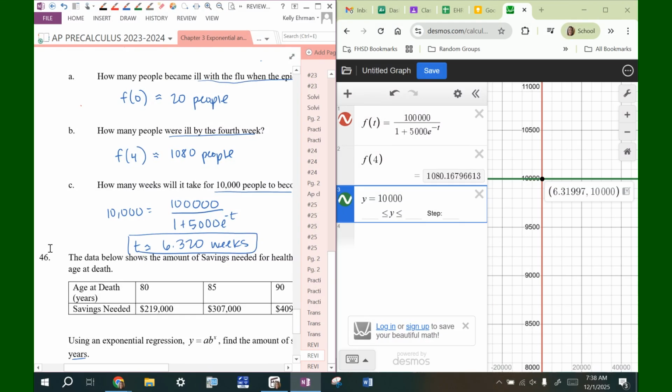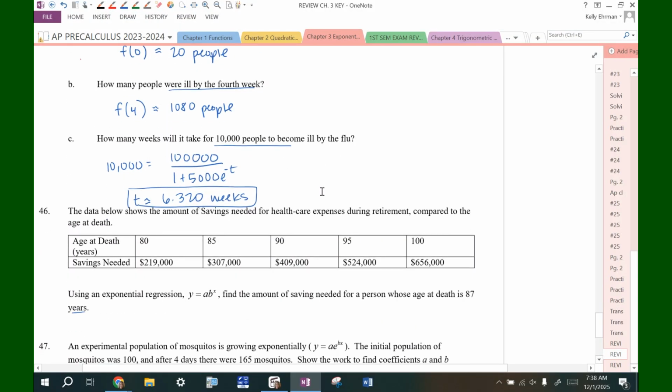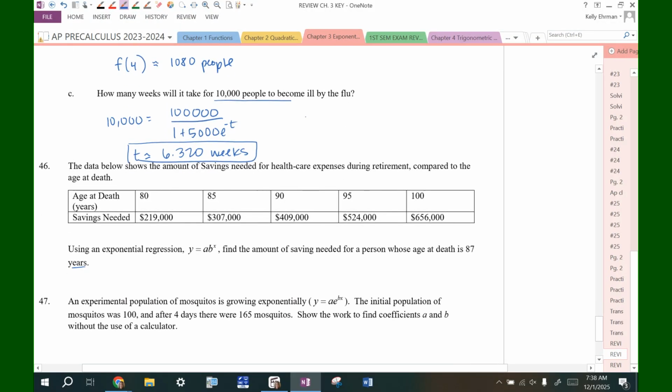I'm going to skip the algebraic solving because I'm getting close to when students will be coming in. The algebraic solving, let me give you the first step, though. It would be 10,000 times the denominator. You've got to get the e out of the denominator. And then you're going to divide by 10,000. So that's going to be 10.